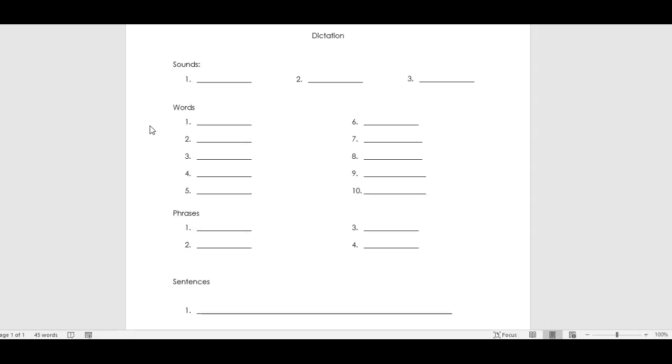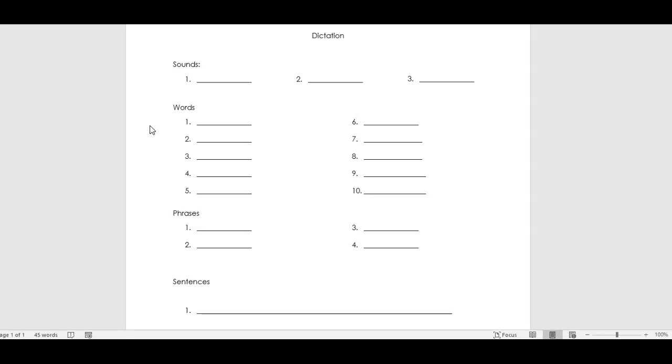Say disrupt. Tap out the syllables for disrupt. What's the first syllable in disrupt? Write that down. What's the second syllable in disrupt? And write that down. You should have written disrupt.